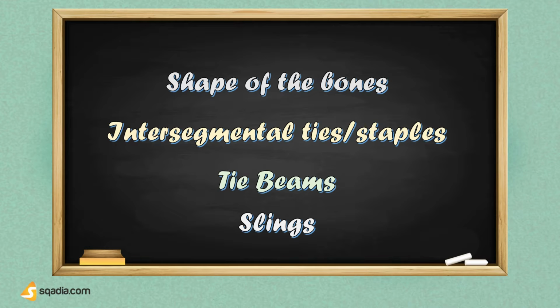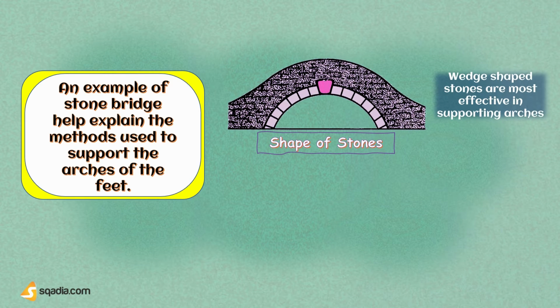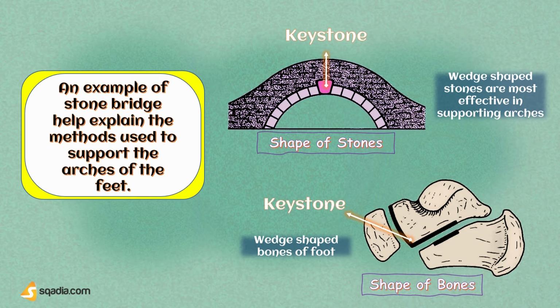In fact, to better understand the mechanism of arch support, let's take an example of a stone bridge. The following engineering methods underlie the support of a stone bridge and help explain the methods used to support the arches of the feet. It can be divided up as such. Shape of stones. The most effective way of supporting the arch is to make the stones wedge-shaped, with the thin edge of the wedge lying inferiorly. This applies particularly to the important stone that occupies the center of the arch and is referred to as the keystone. Here you can see the shape of bones that are also wedge-shaped and support the arches of the foot in a similar fashion. One specific bone acts as a keystone in each arch.